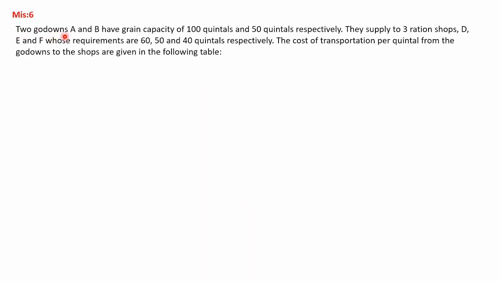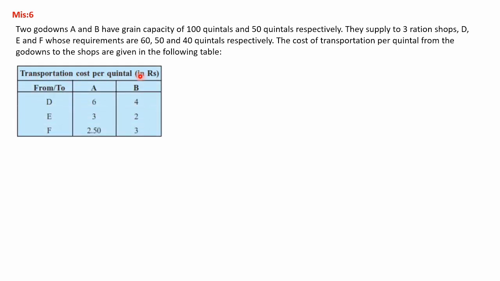Question number 6 from the miscellaneous exercise. Two godowns A and B have grain capacity of 100 quintals and 50 quintals respectively. They supply to three ration shops D, E and F whose requirements are 60, 50 and 40 quintals respectively. The cost of transportation per quintal from the godowns to the shops are given in the following table.